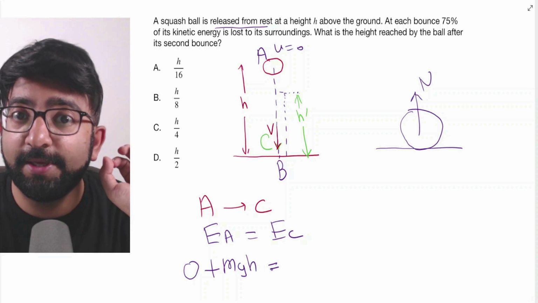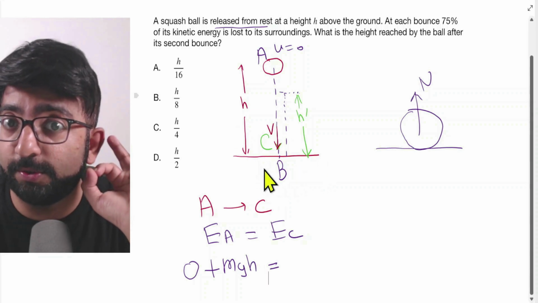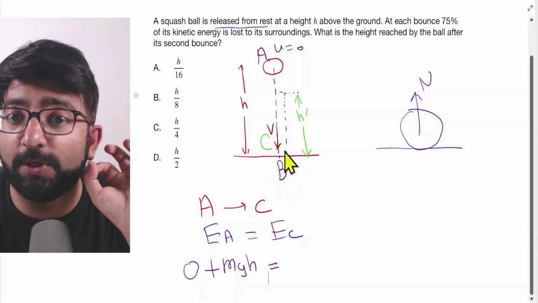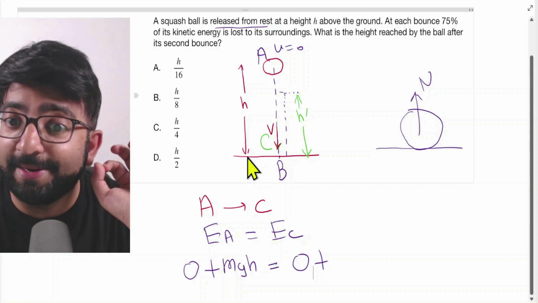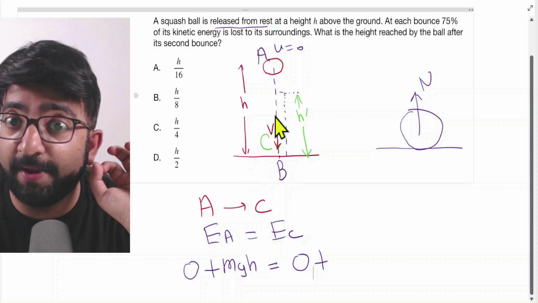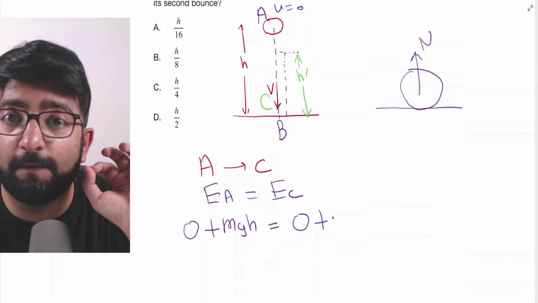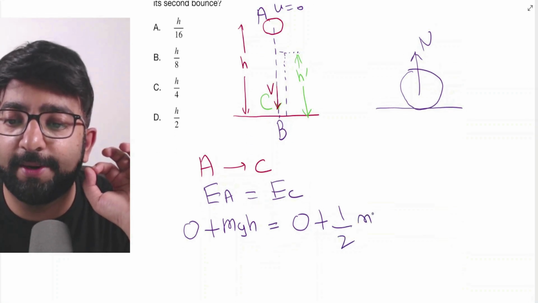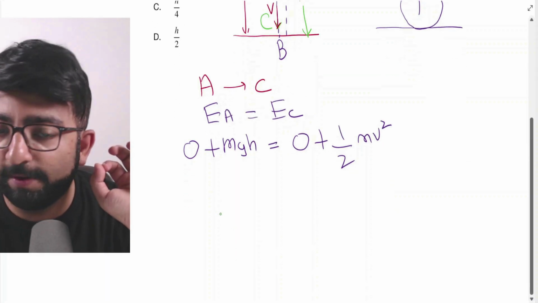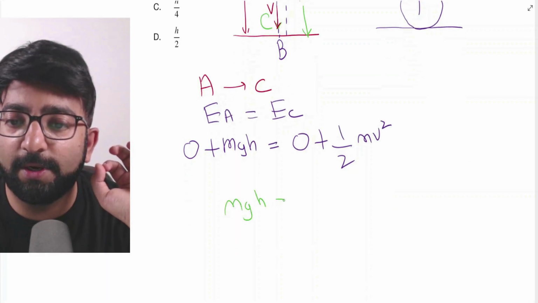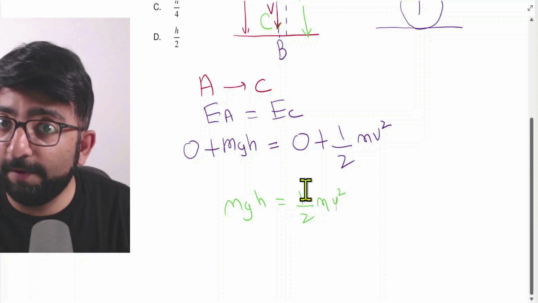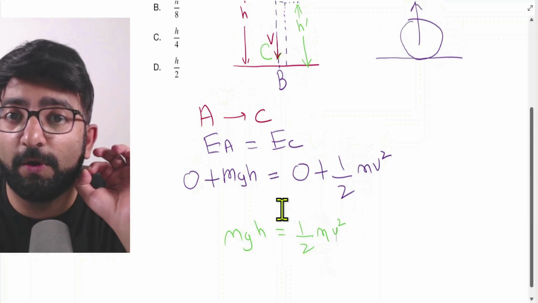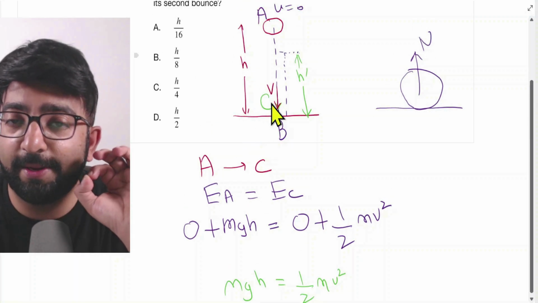Now at C, the point just close to the ground, we will consider the potential energy to be approximately 0, plus the kinetic energy at point C, which will be half mv squared, where v is the speed of the object just before hitting the ground. Let's simplify this. We get mgh equals half mv squared. So this half mv squared is the kinetic energy of the object just before hitting the ground.